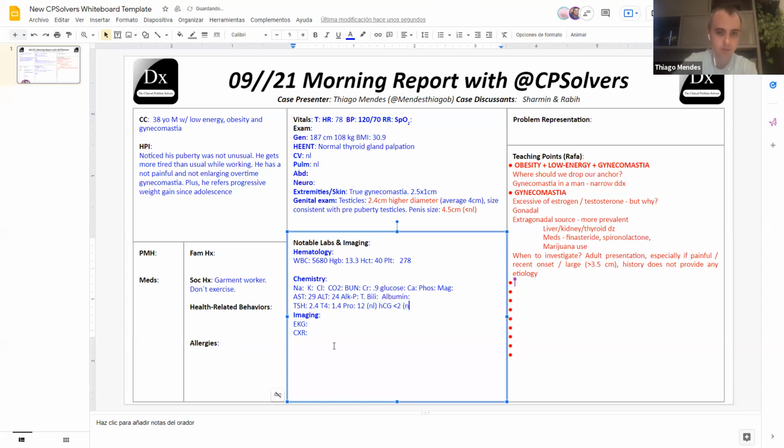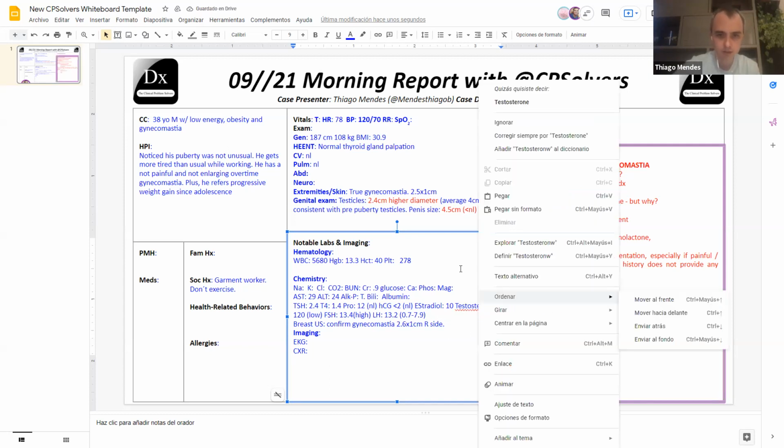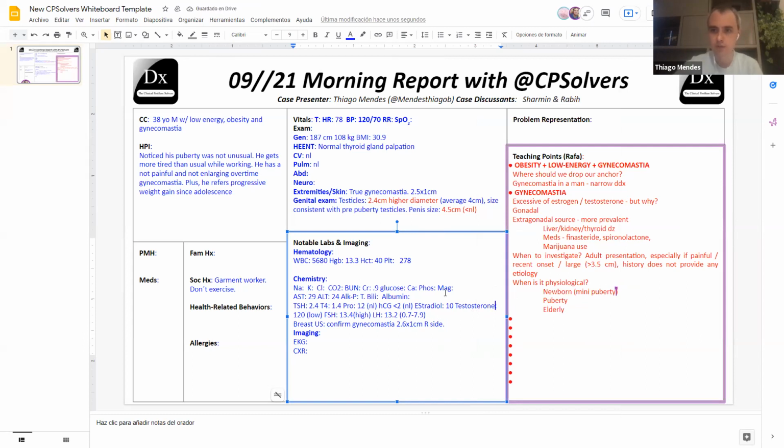Estradiol 10, it's normal. Testosterone 180, and it's not normal, it's low, normal being higher than 300. FSH 16.4, and normal 1.5 to 12.5, so it's high. LH 13.2, normal being 0.7 to 7.9, so it's high. FSH and LH are high. And a breast ultrasound confirmed true gynecomastia, 2.3 by 1.2 centimeters in the left side and 2.6 by 1 centimeter in the right side. And I think that's it. Let me know if I need to repeat something.